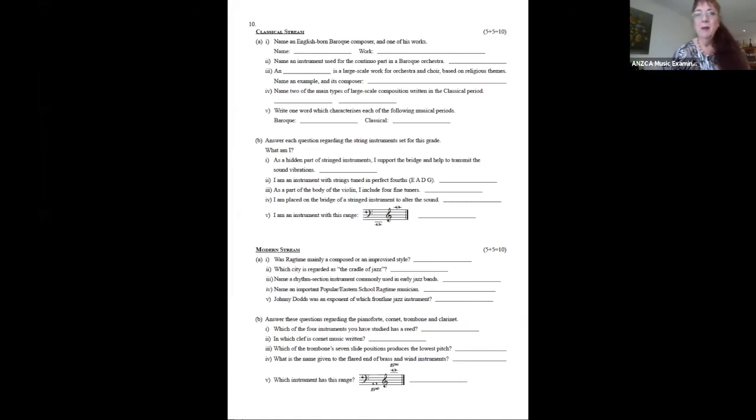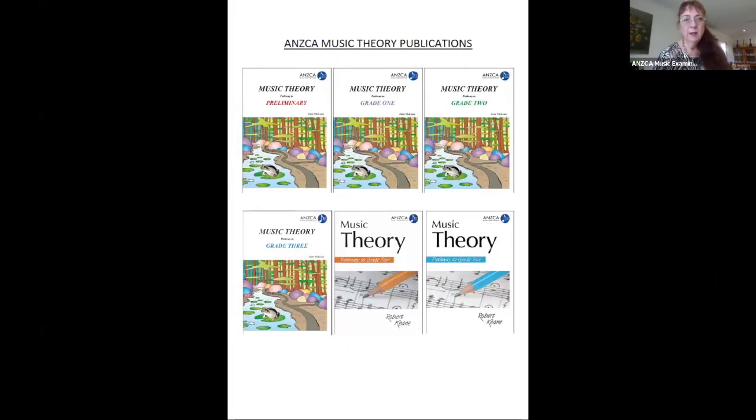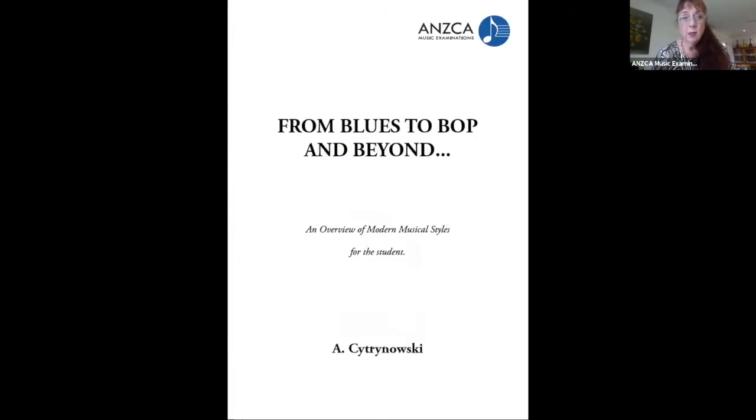Yes. Well, like I said about the books, now there's all the theory books. That's all the covers of them. If you notice the last two with the pencils on the cover, they are the grade 4 and 5, and they've got a whole section on just dealing with the modern stream or just dealing with the classic stream. If you've got a grade 4 or 5 student and you get one of these books plus this book here, From Blues to Bop and Beyond, they are your textbook. They are your Bible. ANZCA will only take the questions out of this book and their own theory books.